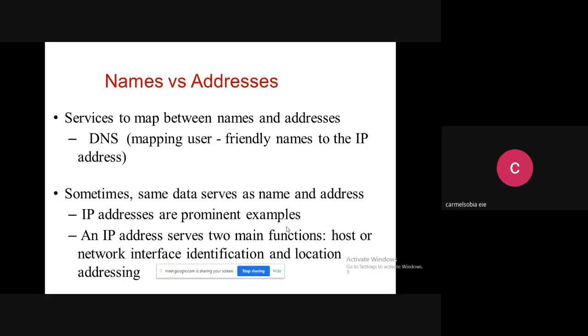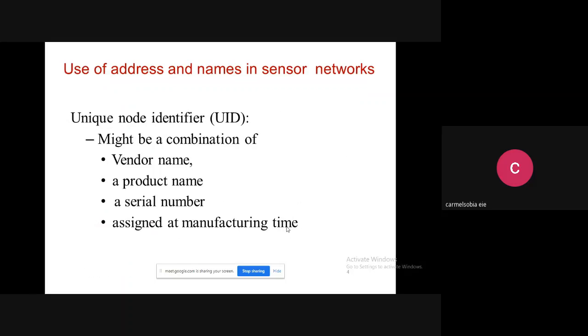Whenever you use an IP address, there are two main functions. The first is host or network interface identification, and the second is location addressing. When you are talking about the fundamentals of naming and addressing, there are some fundamentals related to the node identifier, which we call the UID, the unique node identifier. The next one is the MAC address, then the network address, then the network identifier, then the resource identifier. So these are the five important parameters for the use of addresses and names in sensor networks.